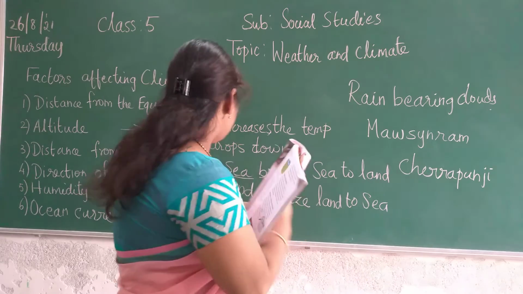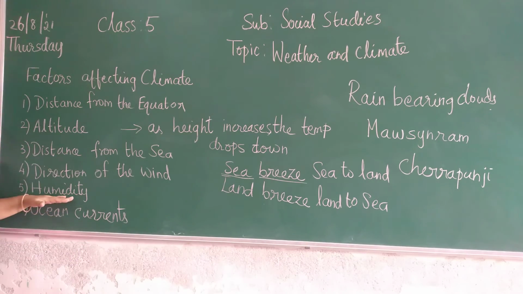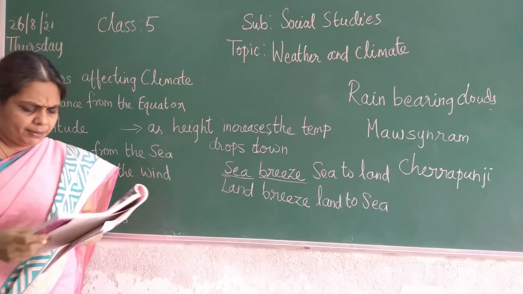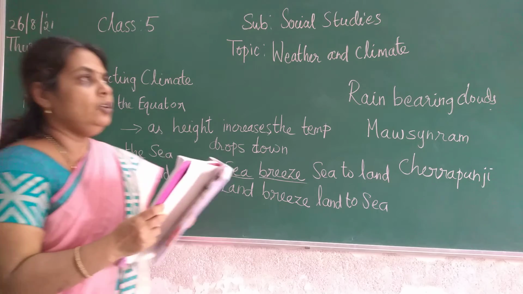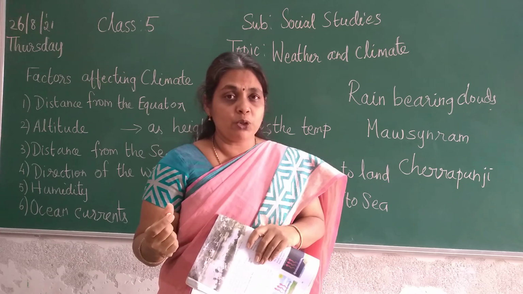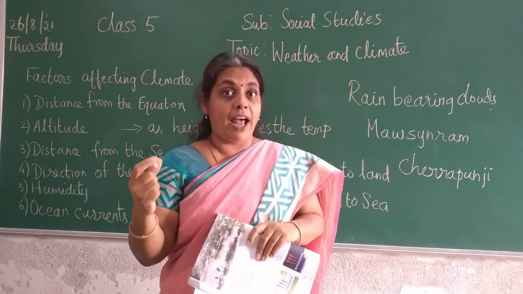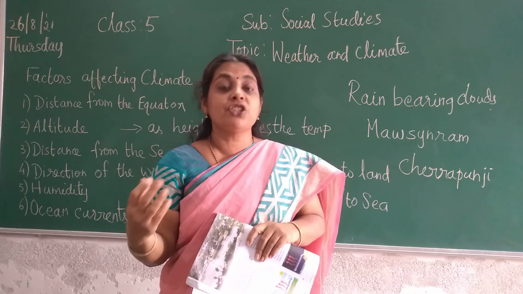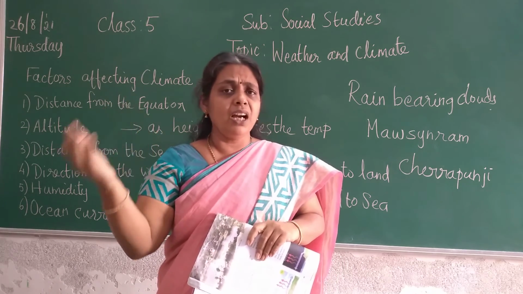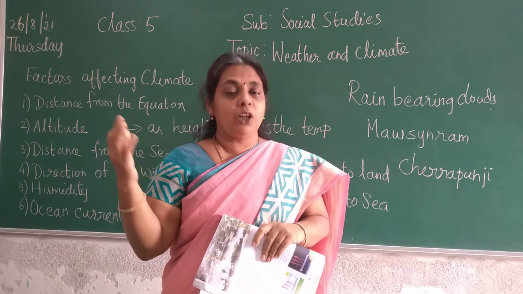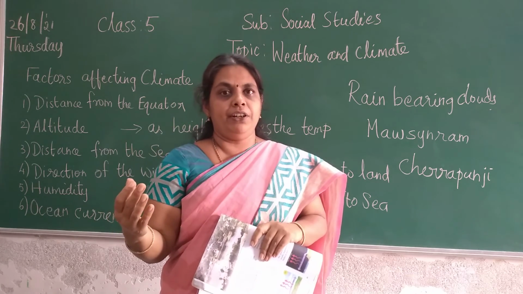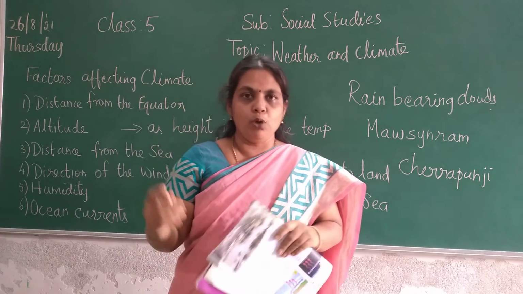The next one is humidity. Humidity means the amount of moisture content present in the atmosphere, children. Our planet Earth has an atmosphere. What is atmosphere? It is the layer of air. The air contains a mixture of gases, children. In science you will be reading about oxygen, hydrogen, nitrogen, carbon dioxide, gases like that. They form a layer of air that is called an atmosphere.